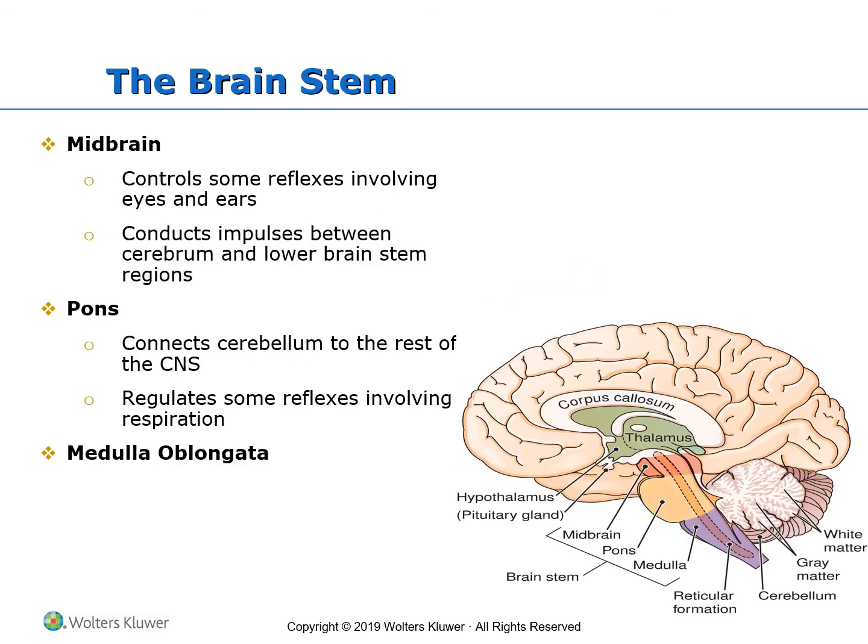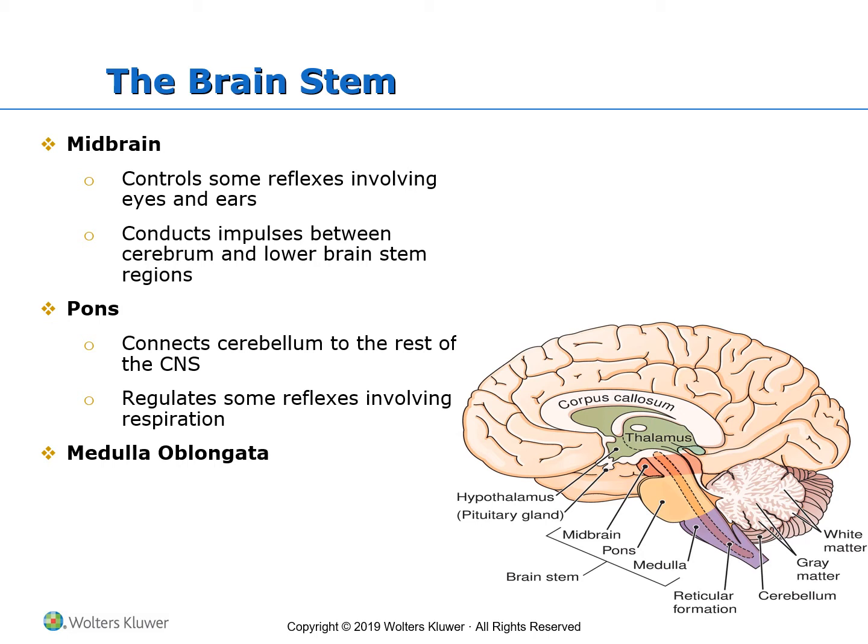The brainstem is the next part and is composed of three parts: midbrain, pons, and medulla. Those structures connect the cerebrum and the diencephalon with the spinal cord. At the level of the midbrain, we have some of the reflexes that are related to eye and ear. Those are involuntary reflexes.